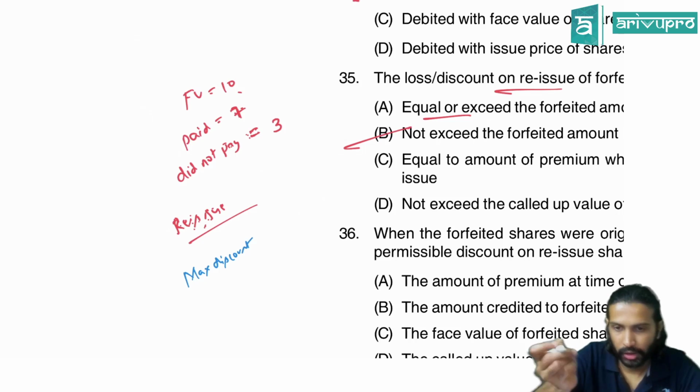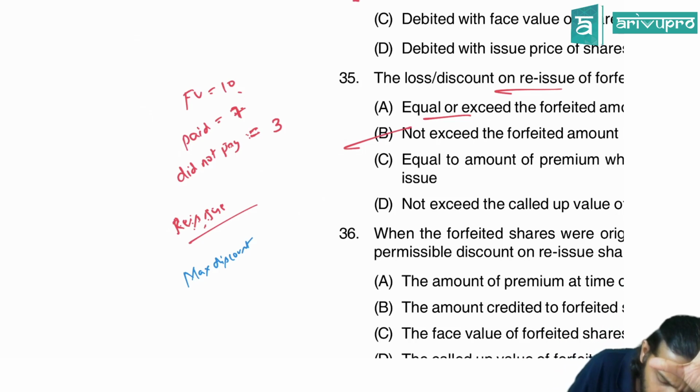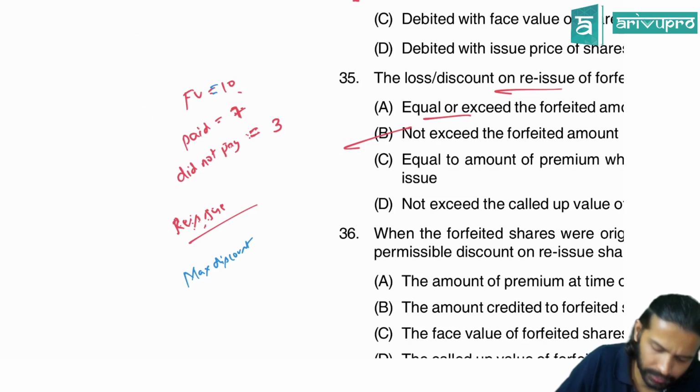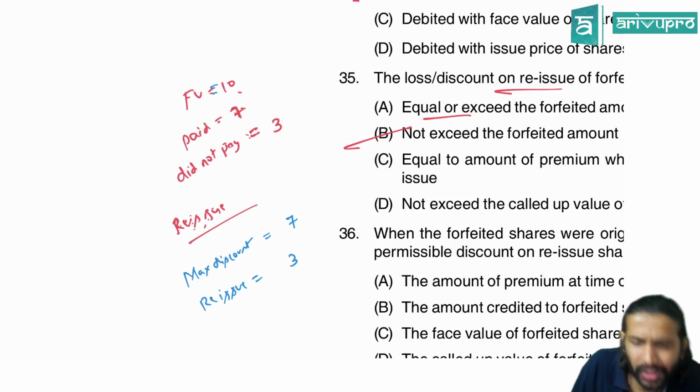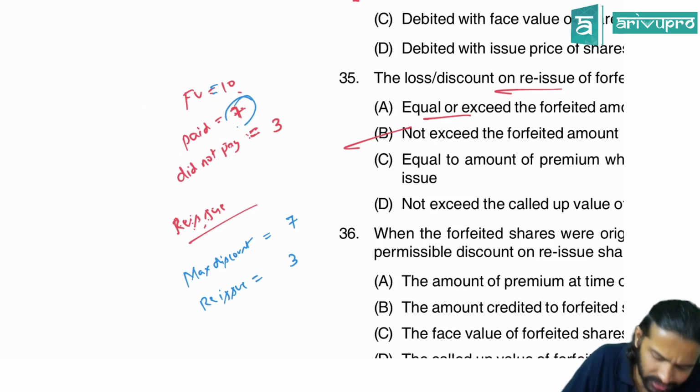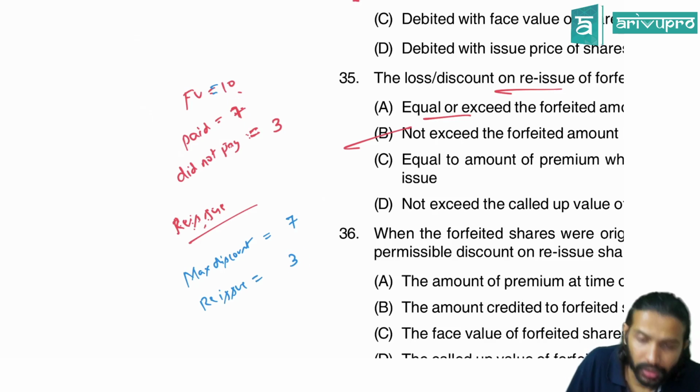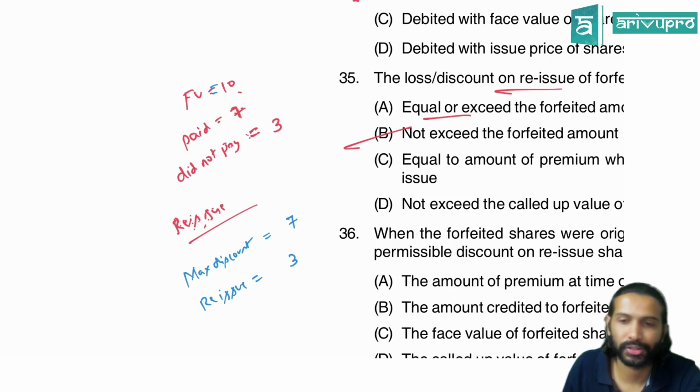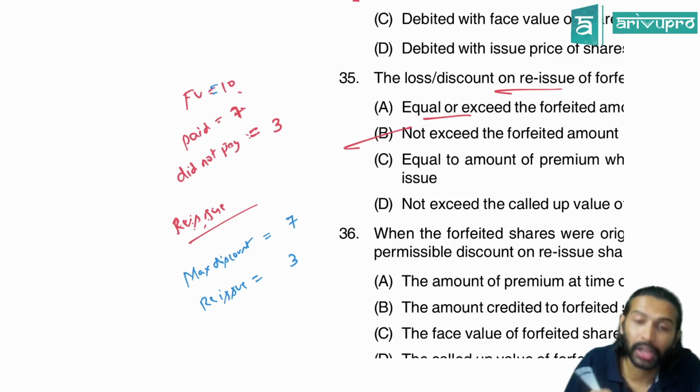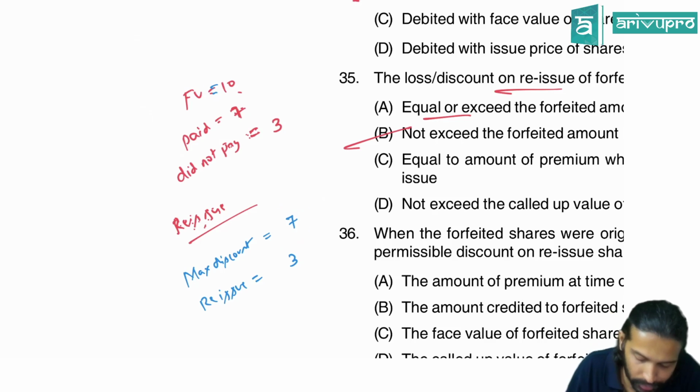It's a simple funda. If the company is giving shares, they want to recover the face value of the share. The old shareholder has already paid 7. That means in 10, the company has already recovered how much? 7 rupees. That means the maximum discount you can give is 7 rupees. Meaning what could be the reissue price? If you reissue it at 3 rupees, that is good enough, because the old shareholder has already paid 7. If the new person pays 3 more, 7 plus 3 will be how much? 10 rupees. Correct? So this is the funda of share forfeiture. So check what is the maximum discount. This is the maximum discount.